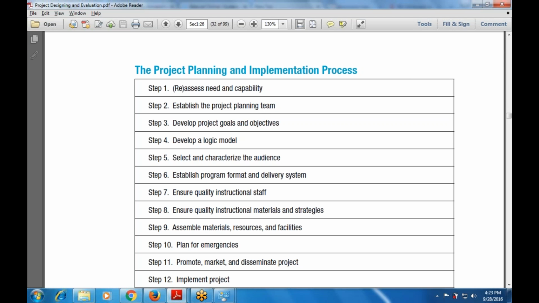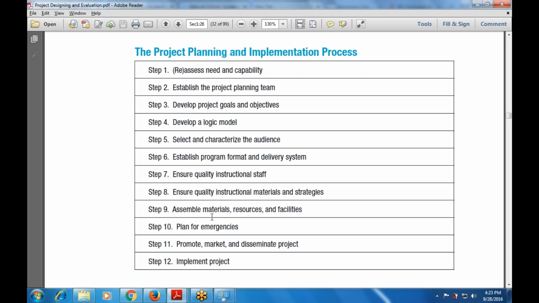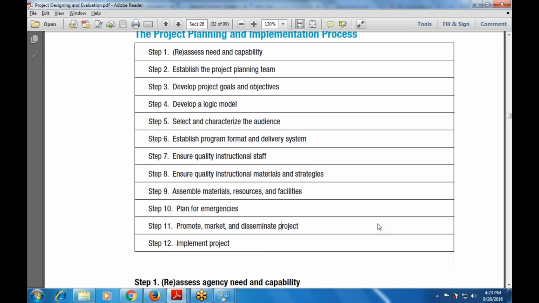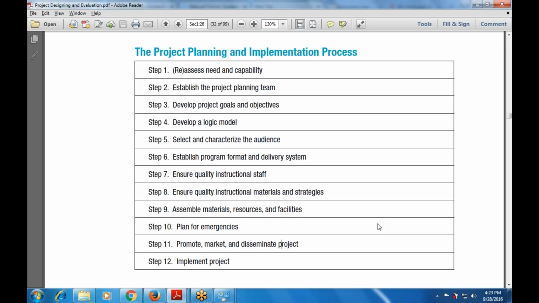Then plan for the emergencies, promote, market, and disseminate the project. Plan for emergencies means we have to plan in case an emergency arises. Then promote, market, and disseminate the project. So we have to promote in the market, we have to disseminate in the market whatever the scenarios that are used in dissemination, then implement the project. So these are the 12 steps that are used in the project planning and implementation phase.